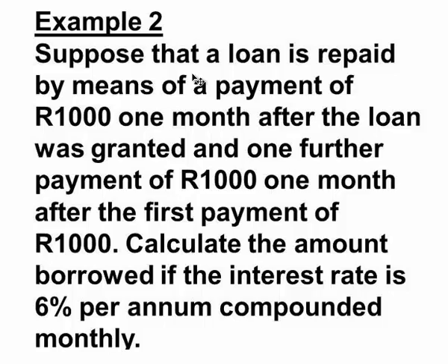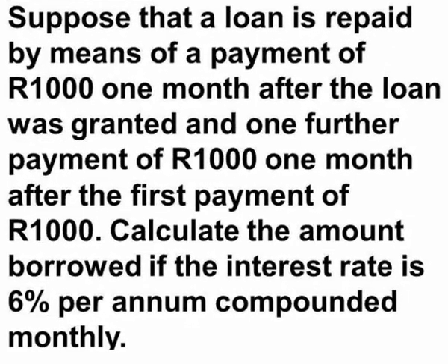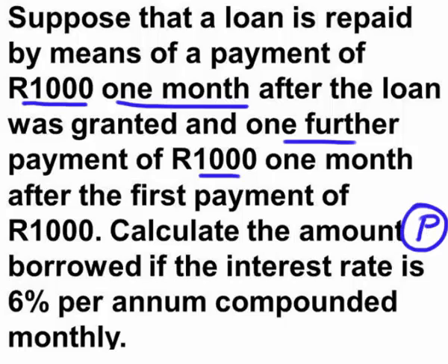Okay, Matrix, let's look at a second example. Suppose that a loan is repaid by means of a payment of 1,000 Rand. Hold on to that. 1 month after the loan was granted, and one further payment of 1,000 Rand 1 month after the first payment of 1,000. Okay, calculate the amount borrowed. So there we want to find P if the interest rate is 6% per annum compounded monthly. So let's just analyze this on a little bit of a timeline. Okay, so if I draw a timeline, have a look here.